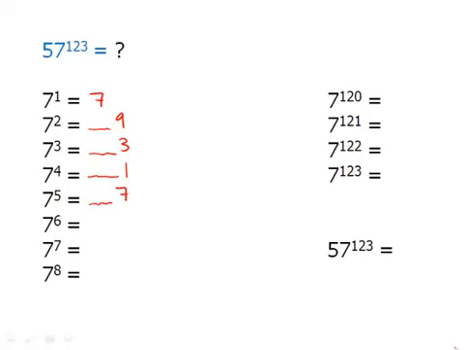7 times 7, 49, we have a unit digit of 9. 9 times 7, we have 63, we have a unit digit of 3. 3 times 7, 21, we have a unit digit of 1. And notice what results here is a repeating pattern. It's like mathematical wallpaper. We get 7931, 7931, 7931. It's just going to go on like that forever.